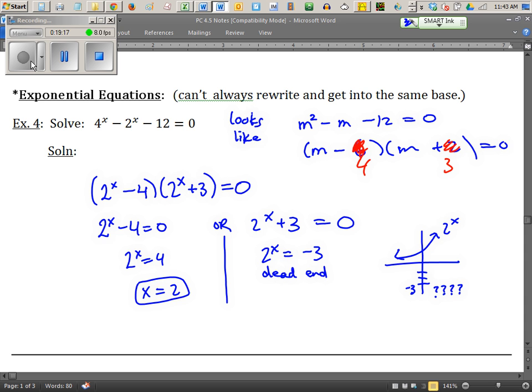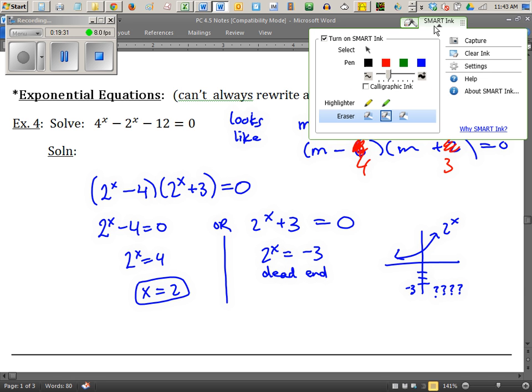So this problem is very, very different from the others, but it looks quadratic in its format, and that's why we decided to factor it. Even if it wouldn't factor, I would have used the quadratic formula, as you'll see in example 8. Okay, let's go on to the next one.